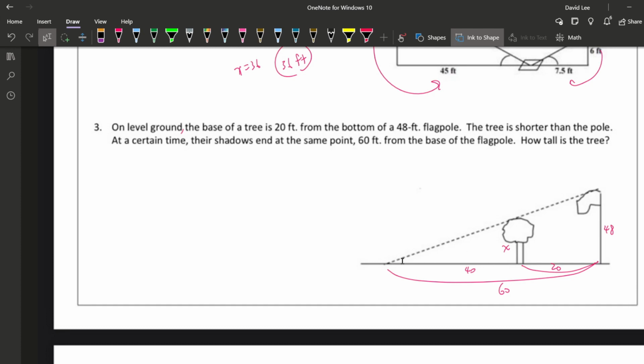So yeah, we have these two triangles, right? Like we have this one here, and then we have this larger one here. So like this is 40, this is x. So then we can say x over 40 equals 48 over 60. Yeah, and then if you do this out, you end up getting 32 feet.